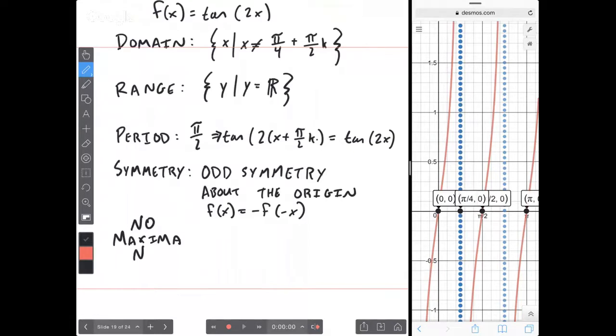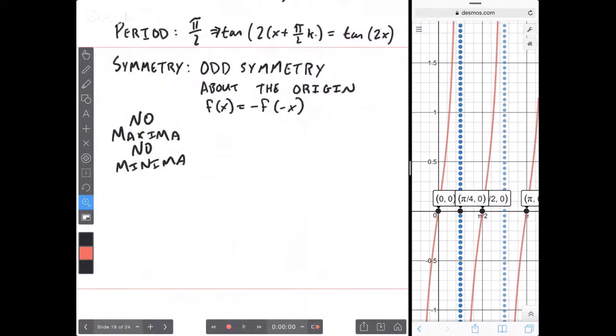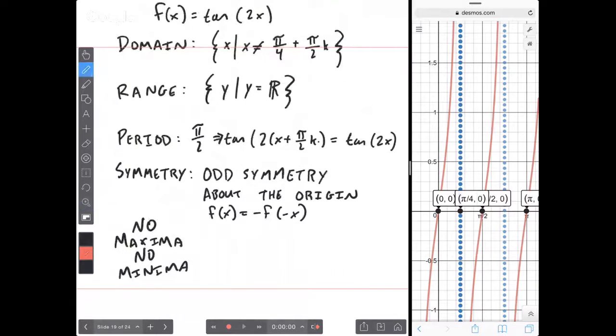No maxima, no minima. Never reaches a high point, never reaches a low point. No. If it was tan of 2x plus 1, then it would no longer have odd symmetry, Mary.